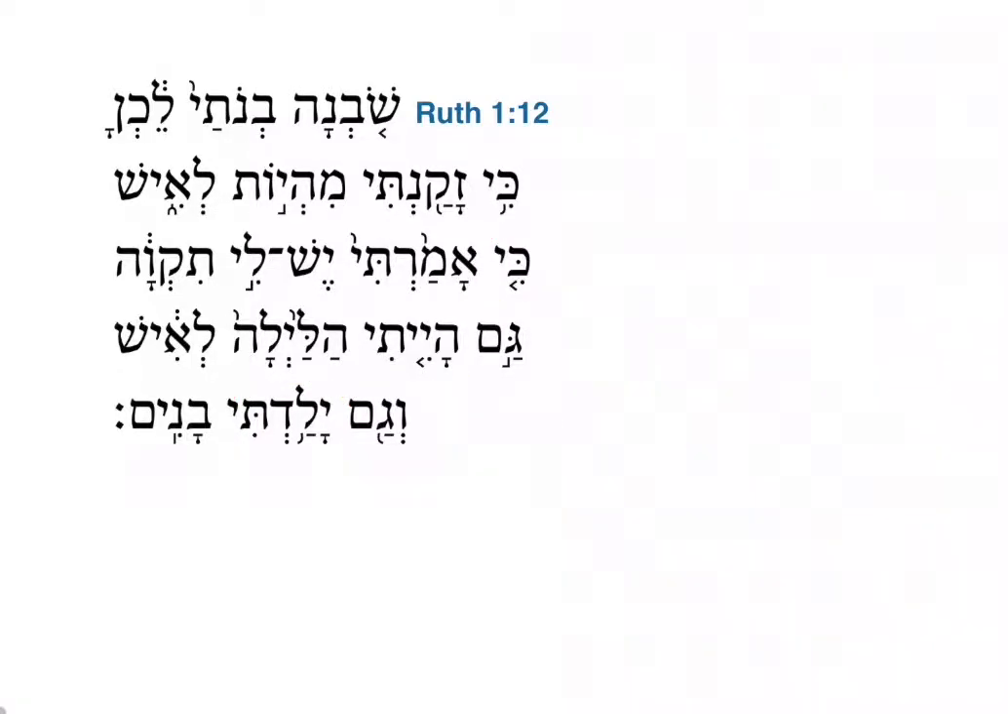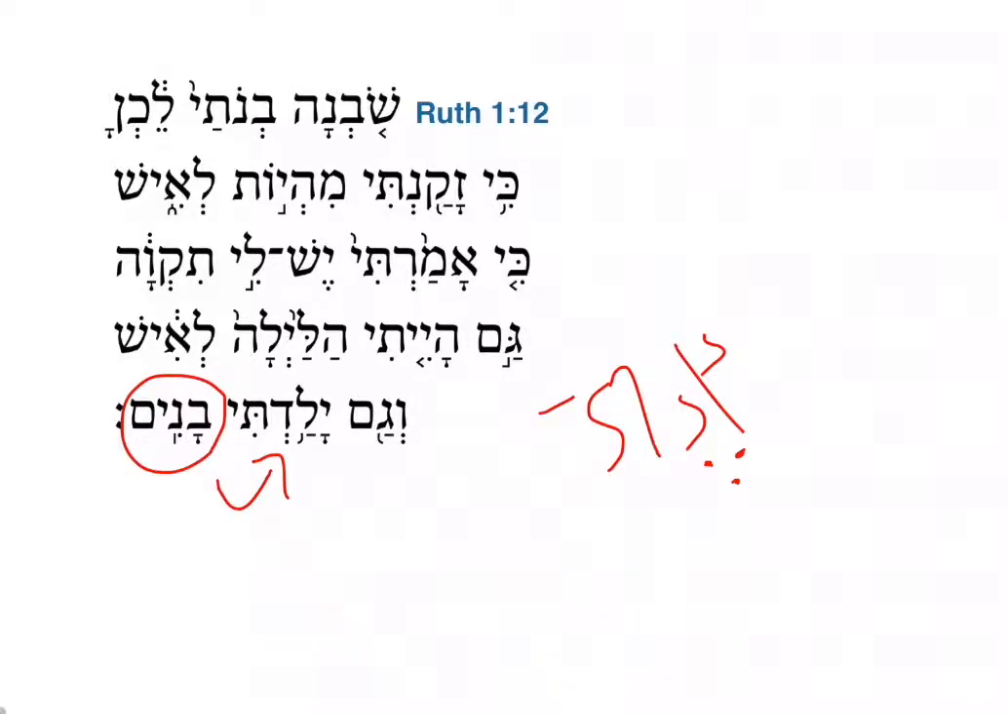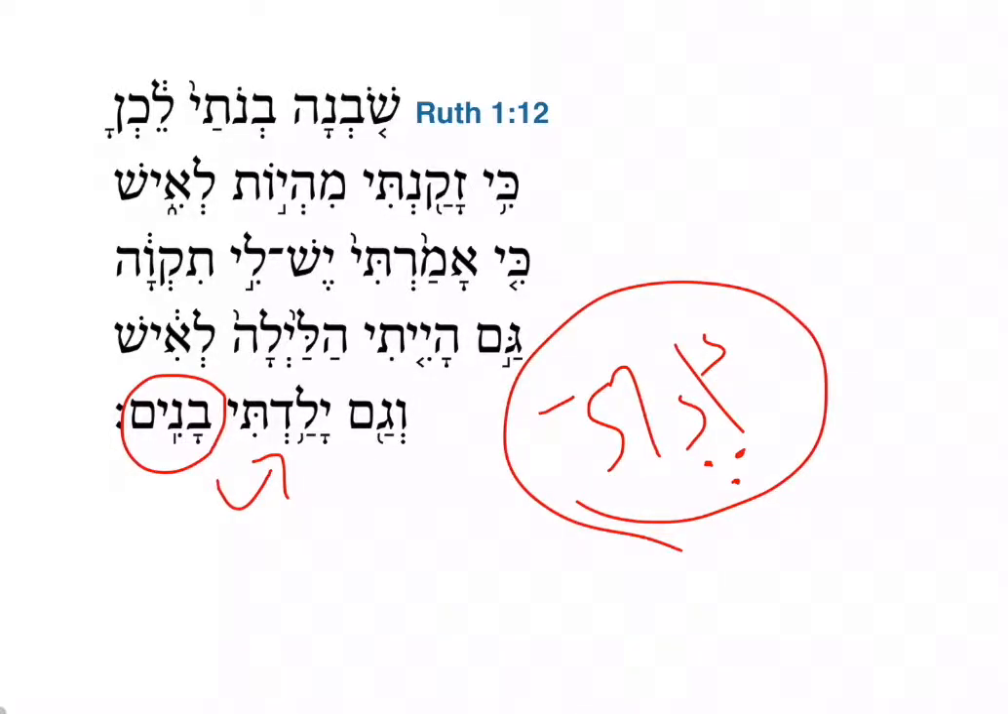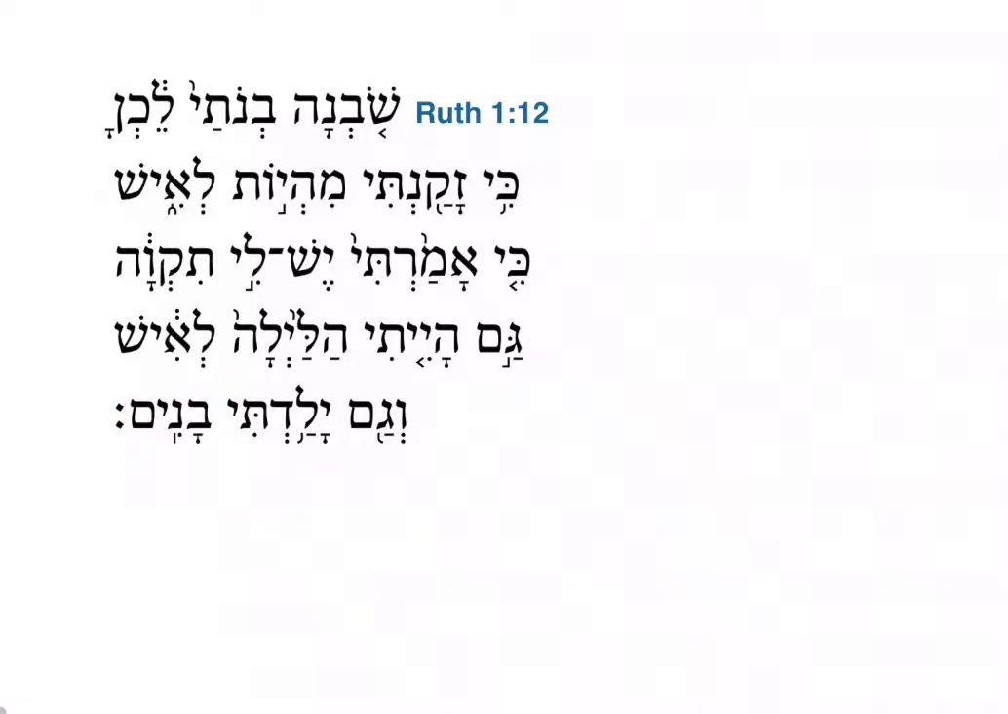And we finish with banim. Here we have the direct object to the verb yaladti. You notice that the direct object marker et is missing. The direct object marker can often be omitted when it is very clear from context what the direct object is. And here in our little clause, it is very clear that banim is the object of yaladti.